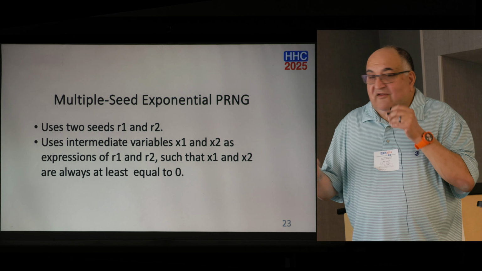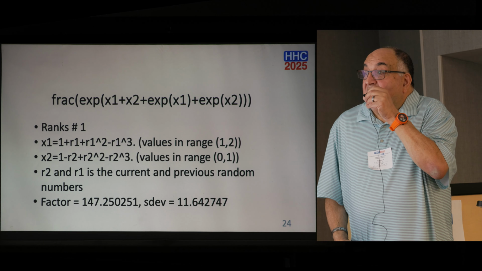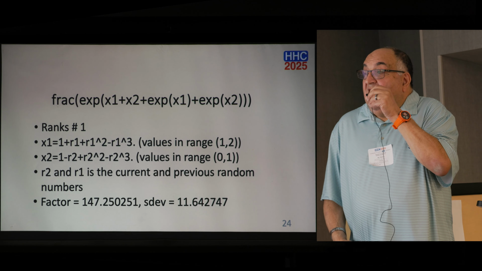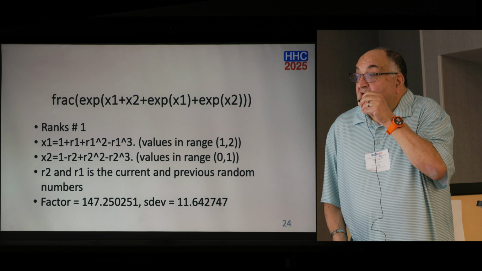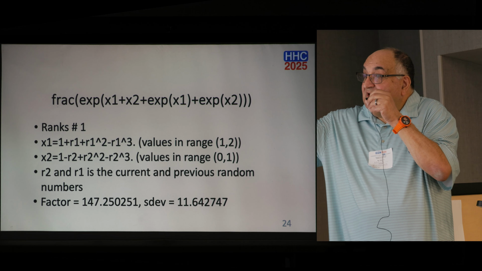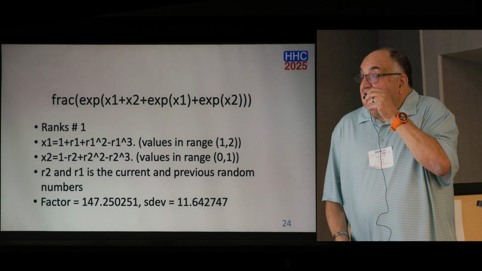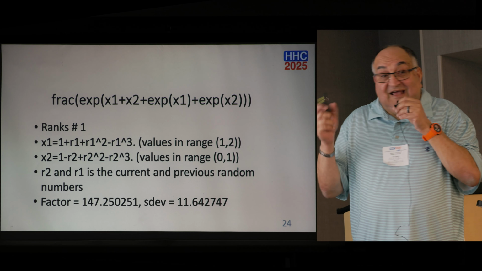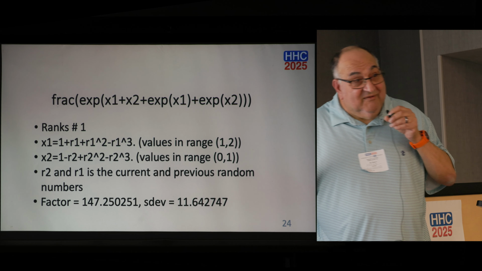And the first one is I'm adding x1 and x2 and adding their exponents. And x1 is a cubic polynomial of r1, and x2 is a cubic polynomial of r2. The first one is in the range of 1 to 2, the other one in the range of 0 to 1. And I get 147.25. That's the best in this. I was a bit disappointed because it didn't give me 146. It gave me 147. It's still below 148, but not what I was hoping for.